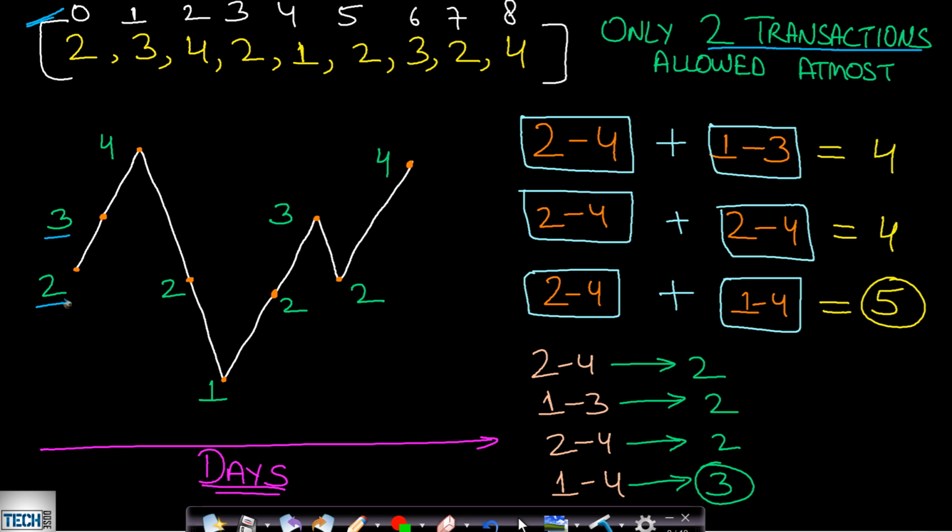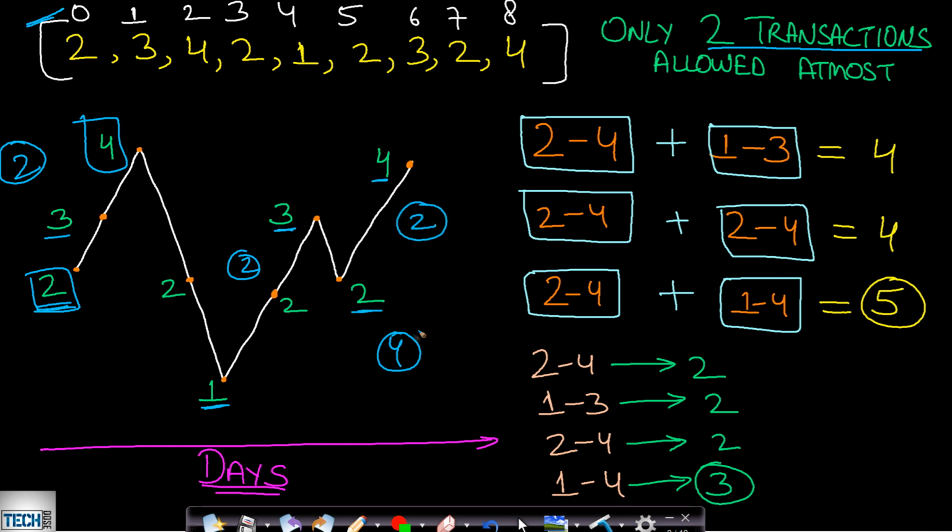Now in this case you can see that we can buy this stock at price 2 and then sell it at price 4, making a profit of 2. Again we can buy the stock at this one, sell it at 3, making a profit of 2. So the total profit will be equal to 4. Again, instead of buying at 1 and selling at 3, we can buy at this 2 and sell at 4, again making a profit of 2. So this total profit will also be equal to 4 because we are discarding this.